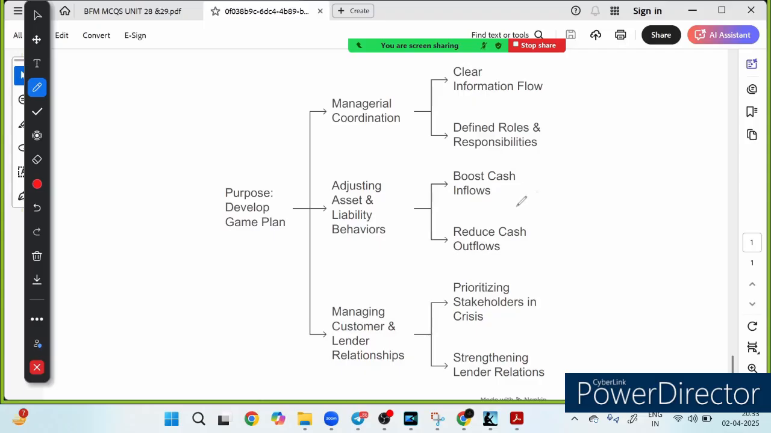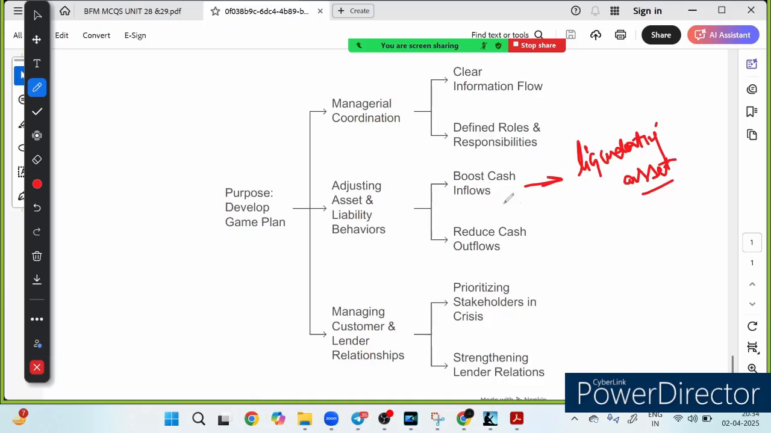Then we have what are the technique. So we can boost cash inflow, right, and reduce cash outflow. Cash flow is very vital during a crisis. One of the top priorities is to increase cash inflow and cut down on any unnecessary outflow. So increasing cash inflow can be done. How we can increase cash inflow? Can you tell me? So we can increase cash inflow through quick revenue generation, or we can liquidate some asset. Yes, liquidating asset is also a very viable technique. So we can liquidate some asset, right?